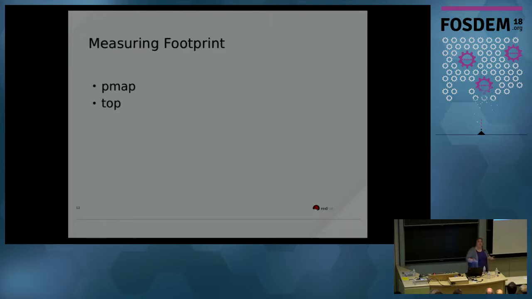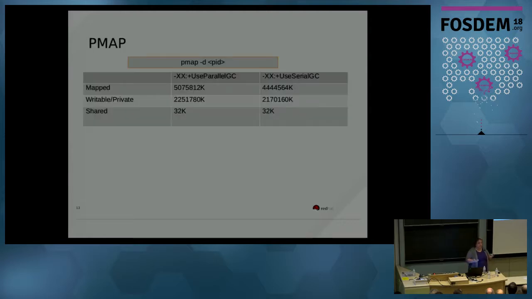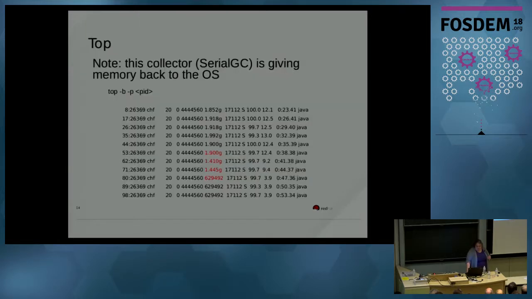Measuring footprint. This is important. How much memory are you actually using? And I gave you two tools here because they're sort of filling a different niche in my mind. Right, pmap will give you sort of a static view of what's there. But I prefer top because it can give you sort of an over time view, how much memory am I using?